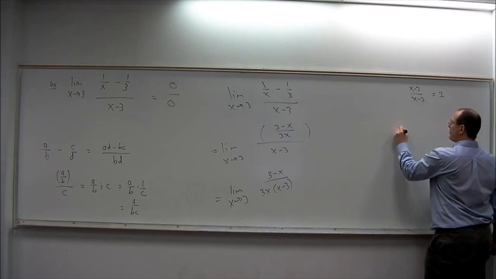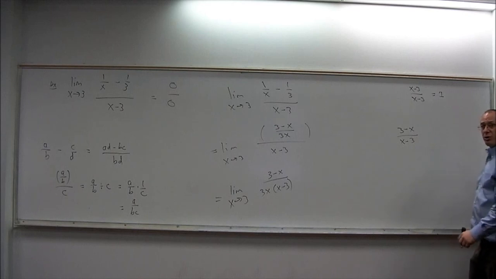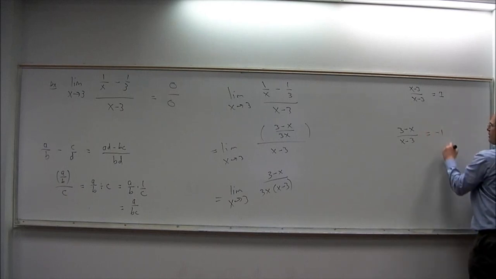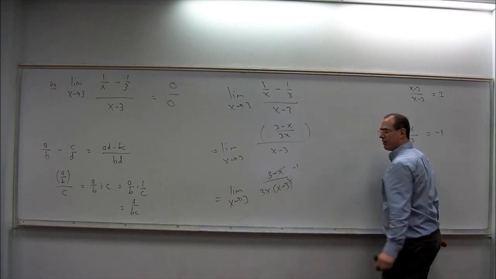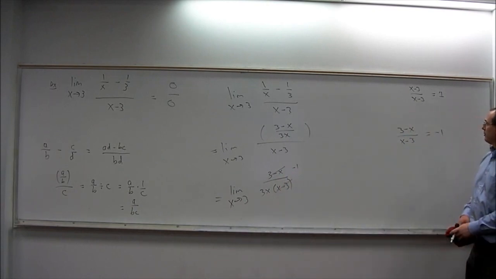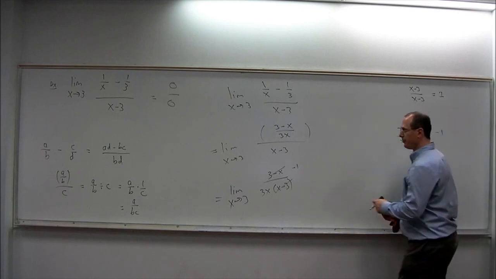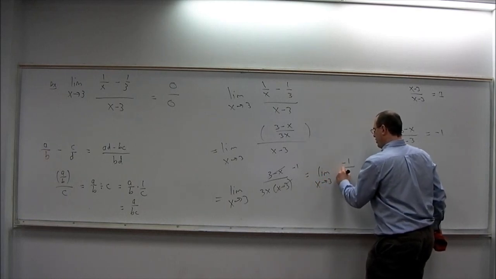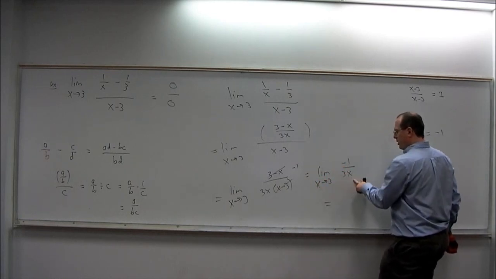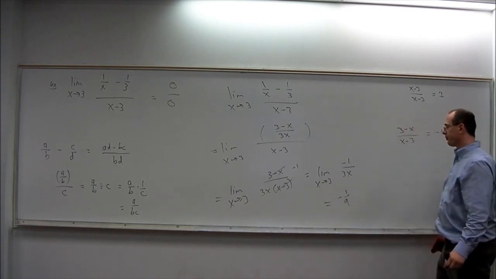So here we have to make the observation that 3 minus x is the opposite of x minus 3. Those are opposites, so this cancels to be minus 1. So these cancel, leaving minus 1, because the numerator and denominator here are opposites. So we have the limit as x approaches 3 of negative 1 over 3x. When we plug in 3, we get negative 1/9.